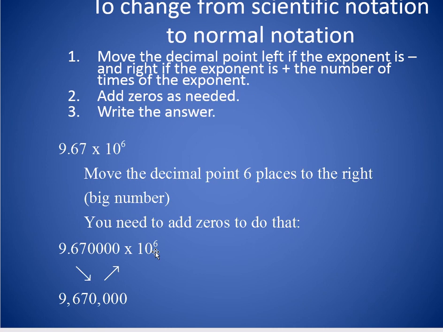In other words, I'm going to look at my power, and I'm going to move a decimal point that many places. And in the case of a big number, remember the decimal point is positive. I'm going to move a decimal point right. So you're going to have to add some zeros to do that. So I'm adding a bunch of zeros, and I'm going to move my decimal point 6 places to the right. So I end up with this number.